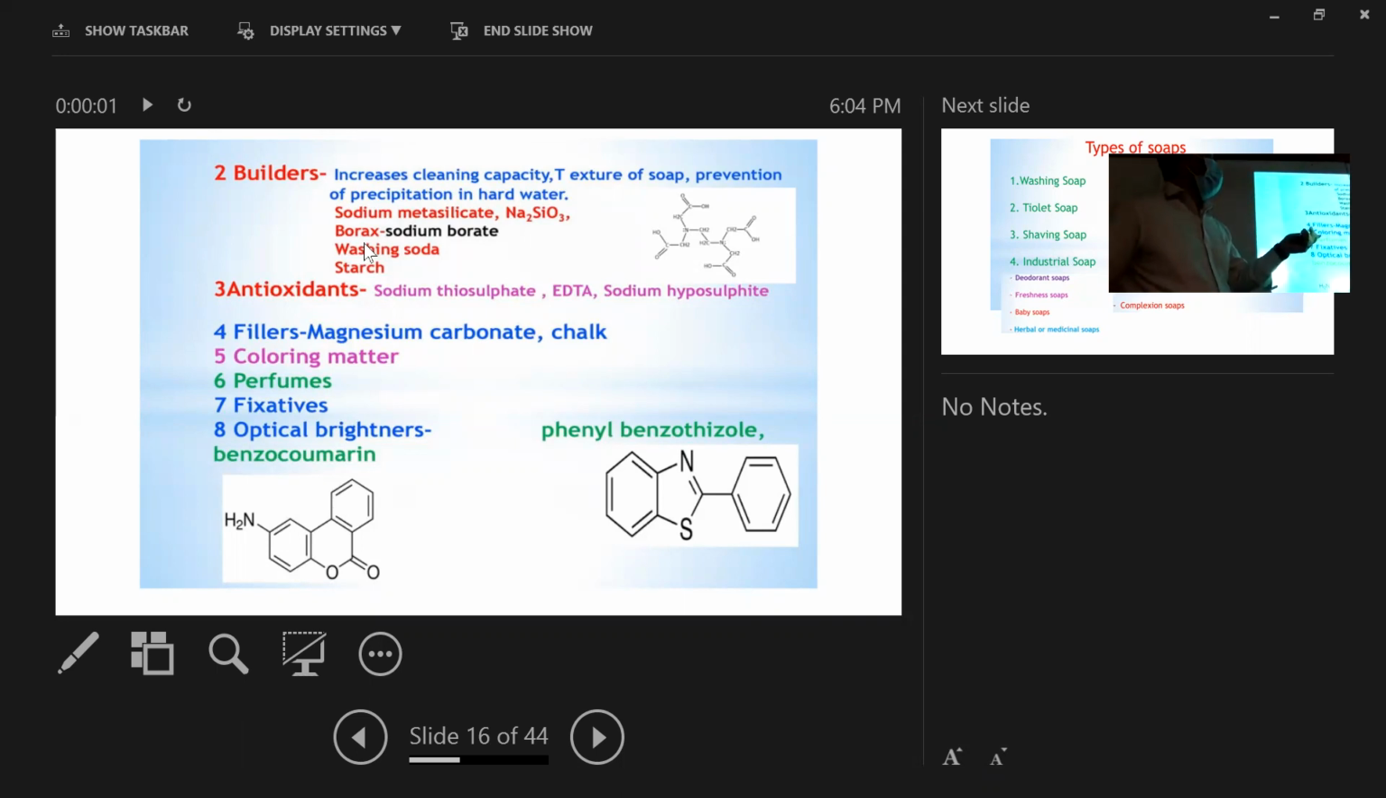Fillers: magnesium carbonate, chalk, coloring matter, perfumes, fixatives, optical brighteners. So these types of chemicals or ingredients or additives we can add into our soap.